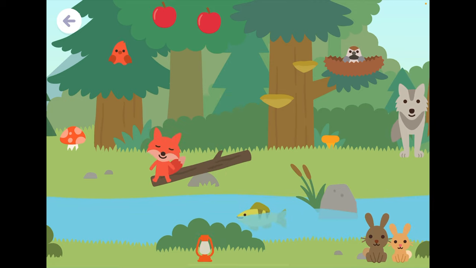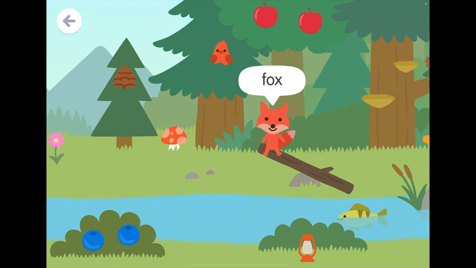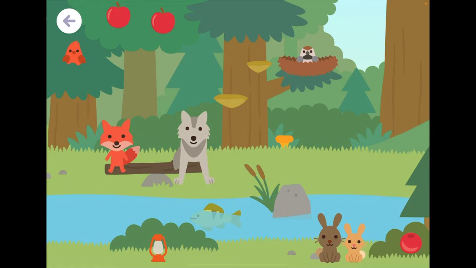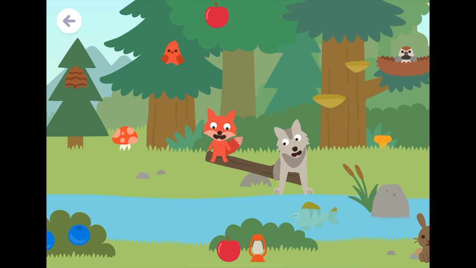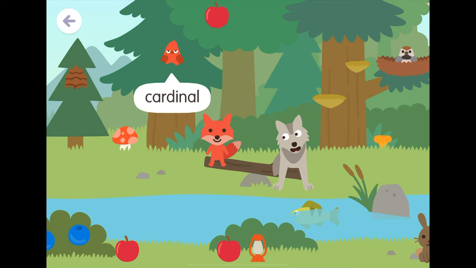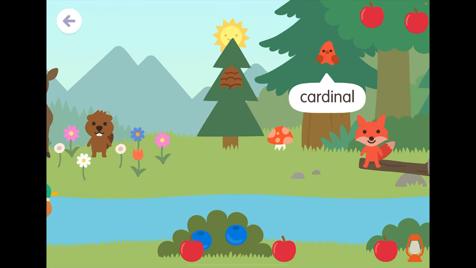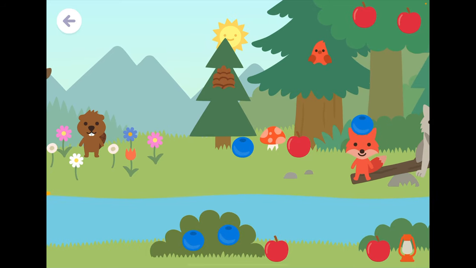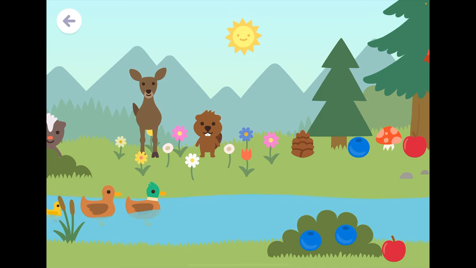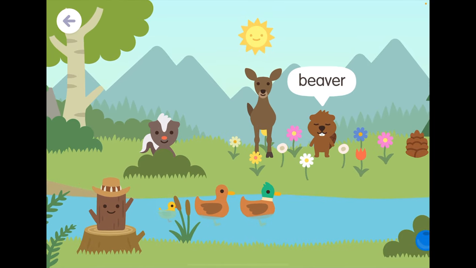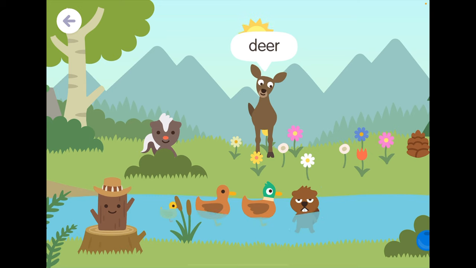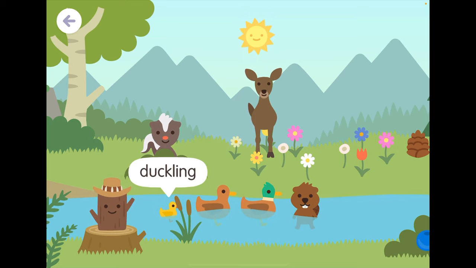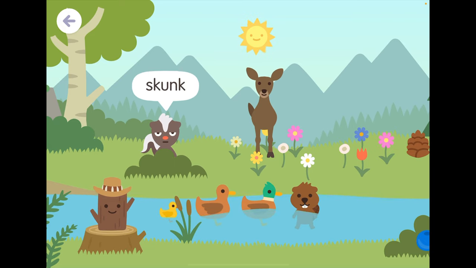You can turn on and off the lantern. I wonder. He can make the fox and the wolf play seesaw. Cardinal. That's a cardinal. Cardinals are red birds, aren't they? There are some blueberries and some apples. We put a blueberry on the fox's head. There's a beaver. Deer. The beaver's gonna go in the water. Duck. They like to swim. And so do ducks. Duckling. That's a baby duck. There's a log. Skunk. Deer.